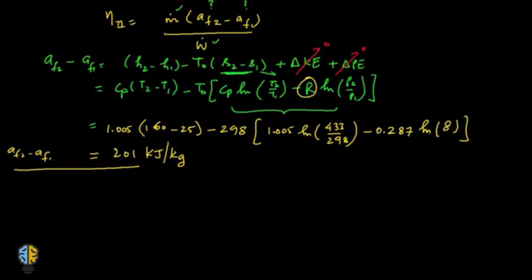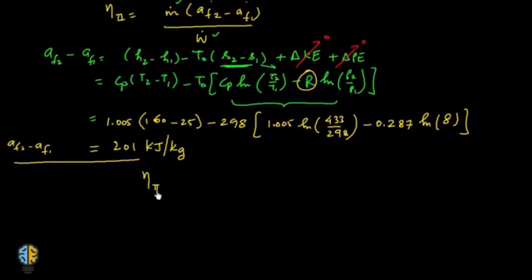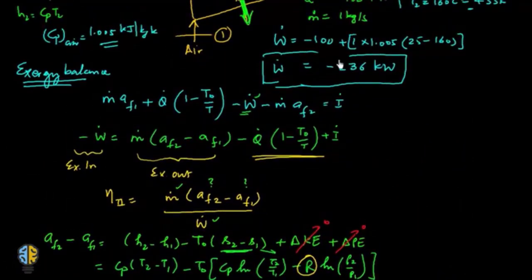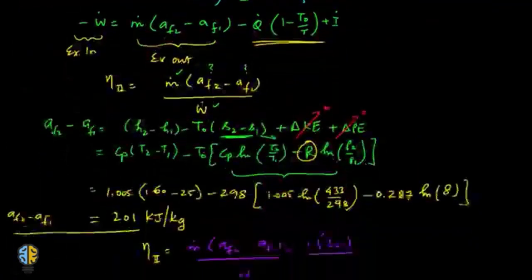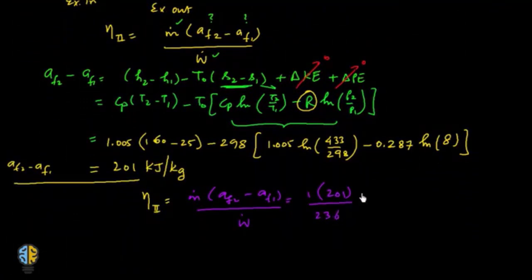So with this value I can easily find out the second law efficiency, and that was equal to the value of m dot into (AF2 minus AF1) by W dot. So m dot is 1, this difference is 201, and the value of W dot is 236. Upon finding out this ratio, it is approximately 85.3% as your second law efficiency.